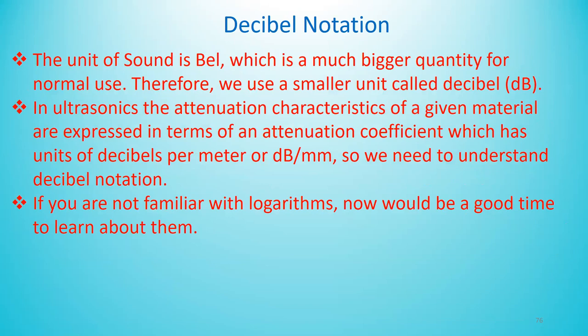The unit of sound is the bel, which is a much bigger quantity for normal use. Therefore, we use a smaller unit called the decibel. In ultrasonics, the attenuation characteristic of a given material is expressed in terms of the attenuation coefficient, which has units of decibels per meter or decibels per millimeter. So we need to understand decibel notation. If you are not familiar with logarithms, now would be a good time to learn about them.